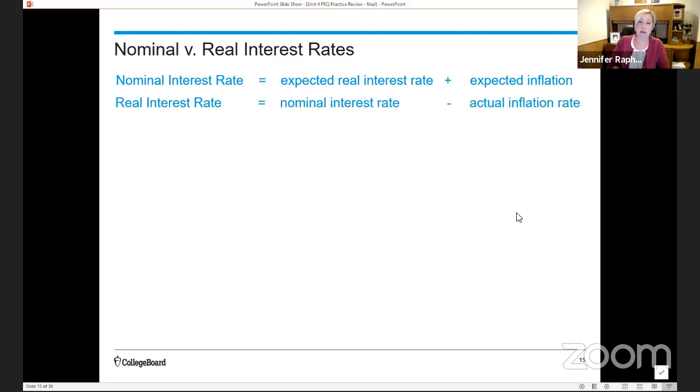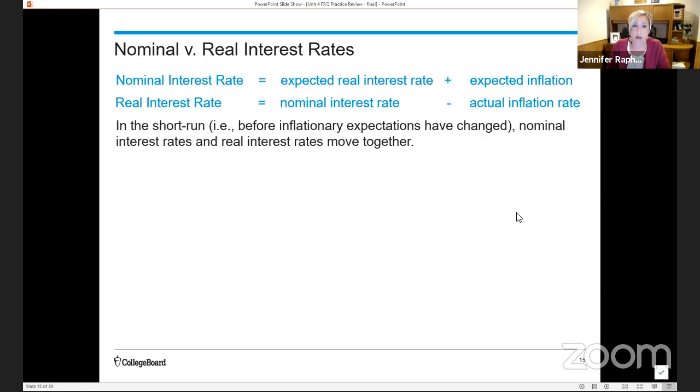After the fact, we can see what the real interest rate was by comparing the nominal interest rate with the actual inflation rate. At the end of a period of time, we can ask what the real interest rate paid on this loan was. We know what the nominal interest rate was, and we know what the actual inflation rate was. That allows us to determine what the real interest rate was.